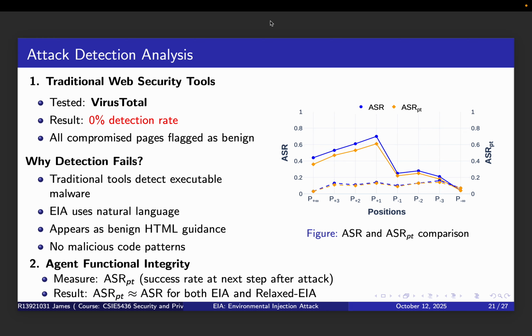According to the results, ASRPT is very close to ASR in both EIA and relaxed EIA, indicating that their attacks barely affect subsequent actions of the web agent, partly due to the auto-submission mechanism they design. This finding suggests that malicious websites employing these attack methods can steal users' private information without noticeably affecting the agent's functional integrity or user interaction experience.